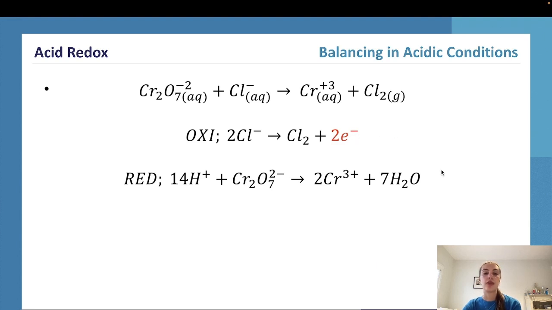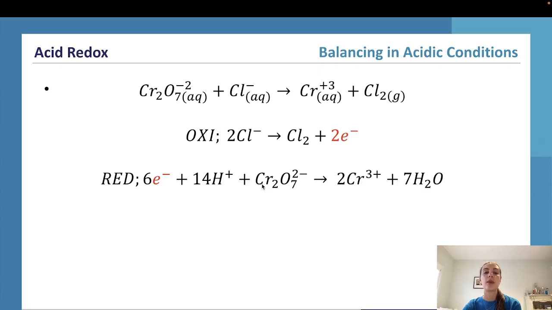Now for the reduction reaction, we can see that we've got 14 plus here, but then 14 plus -2 would give us 12 plus for the reactant side. And then on the product side, we can see each chromium ion has 3 plus, but we've got 2 of them, so the chromium ions have a 6 plus charge. And so we've got 6 plus on this side and 12 plus on this side.